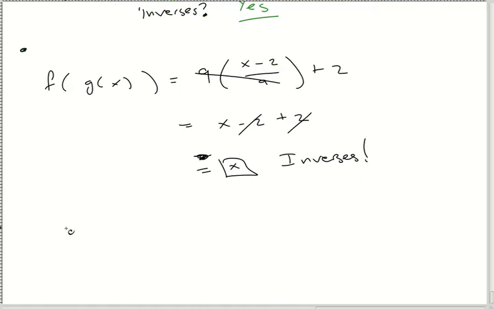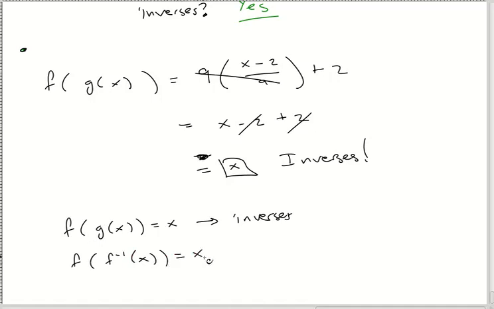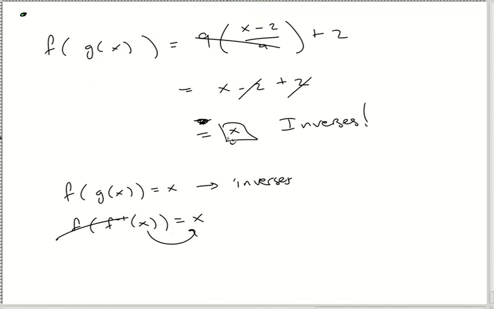So let me give you a formula. If f of g of x is equal to x, then they are inverses of one another. It's kind of weird, but I'm kind of saying f of f inverse of x is equal to x. Notice that f and f inverse should cancel one another, leaving just x. So that's the theoretical side of things. And so that's your answer to part A.